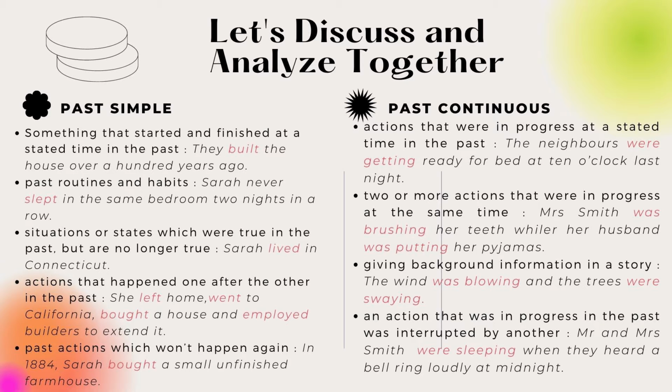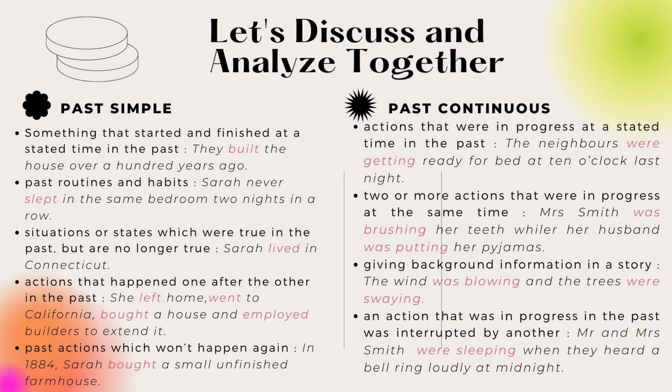Okay, next. Actions that happened one after the other in the past. She left home, went to California, bought a house and employed builders to extend it. So you see, the words left, went, bought, and employed are in past simple. Alright, and the last use of past simple is for past actions which won't happen again. In 1884, Sarah bought a small unfinished farmhouse.